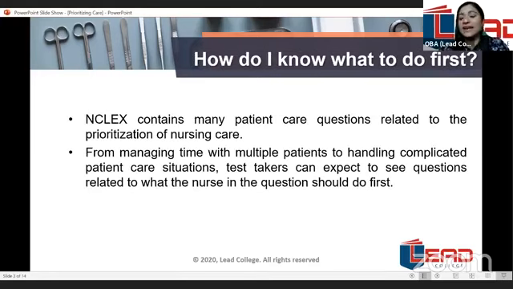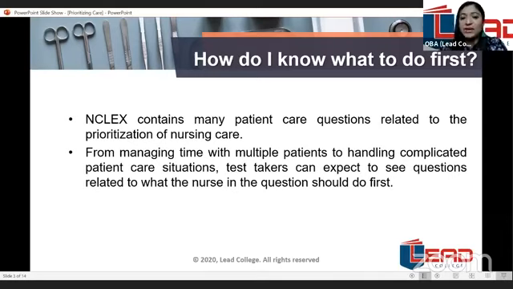NCLEX contains many types of prioritization questions. There can be multiple patients in the options, and you can be asked which patient you, as a registered nurse, will attend first. You also have priority questions where there is one single patient and several options related to that patient, and from these options you have to select the priority nursing action based upon the case scenario.